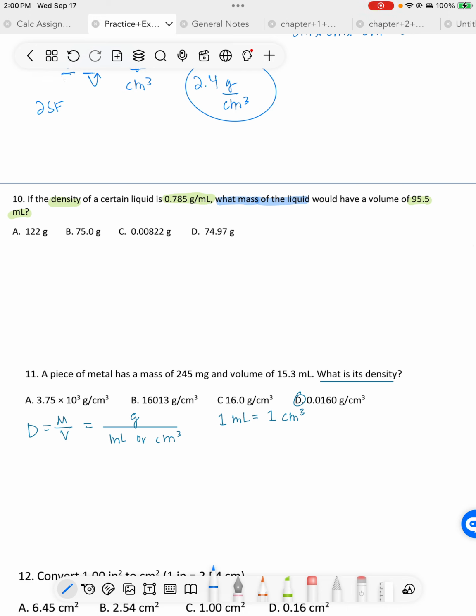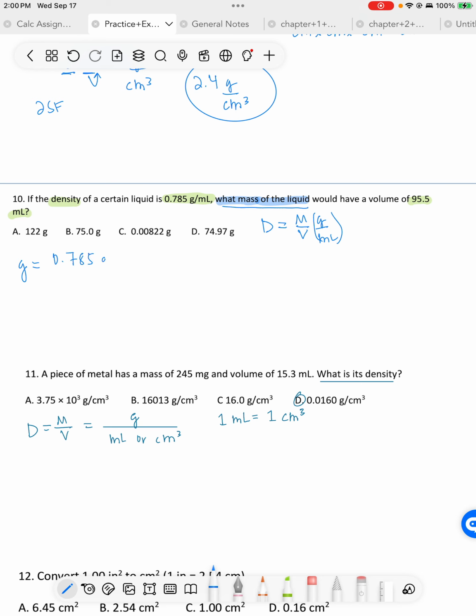The first thing I like to do is, what is it asking? It's asking for the mass. And we know that density, let's write our equation again, is mass over volume in grams per milliliter. So we need the mass. We know mass is in grams. We know that, so we can start right there. And it gives us the density. So let's just write the density down and see where the stoichiometry takes us.